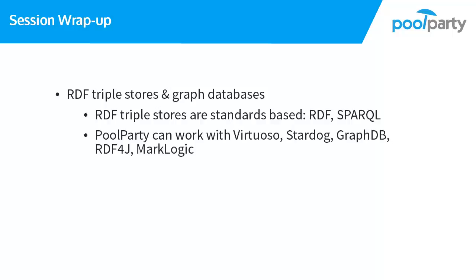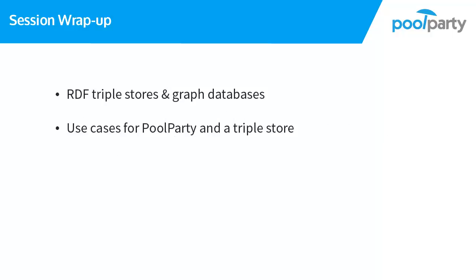There are different implementations of RDF triple stores. PoolParty currently can work out of the box with Virtuoso, Stardog, GraphDB, RDF4J and MarkLogic. We also talked about use cases where it makes sense to extend PoolParty with an external triple store. First, we talked about use cases that require accessing data that comes from PoolParty together with data that comes from a different source. These data integration use cases can range from simply integrating two different RDF data sources to more complex integrations of data in different formats coming from a variety of storage systems.